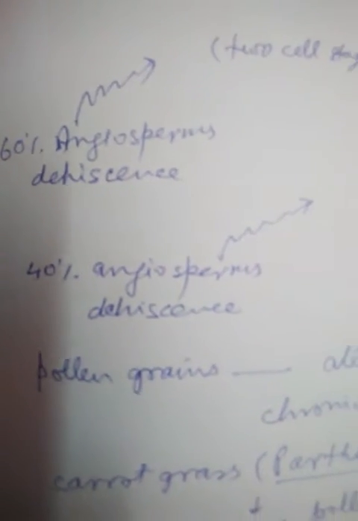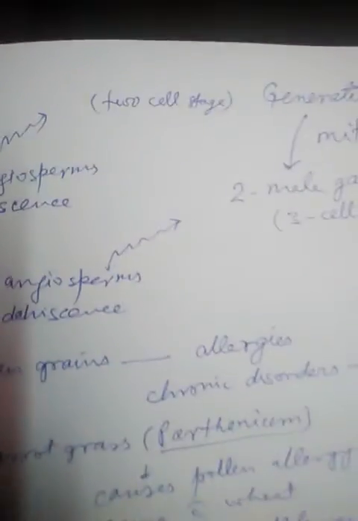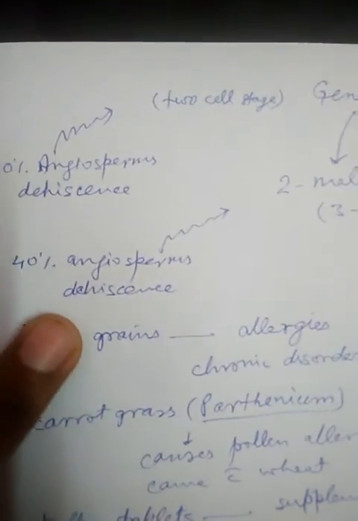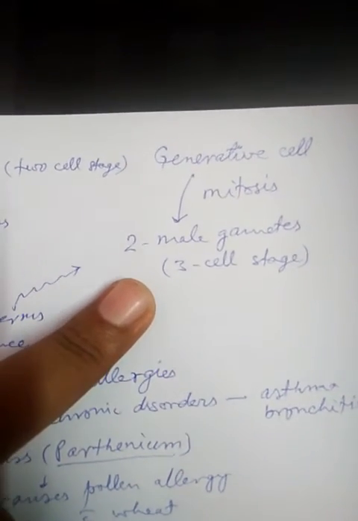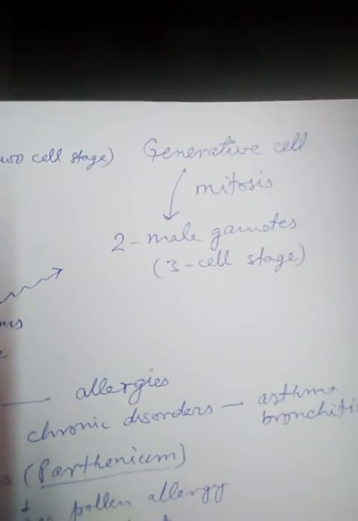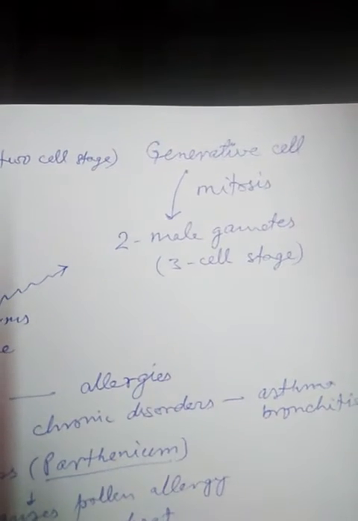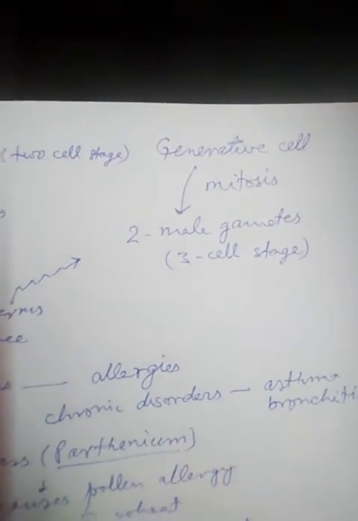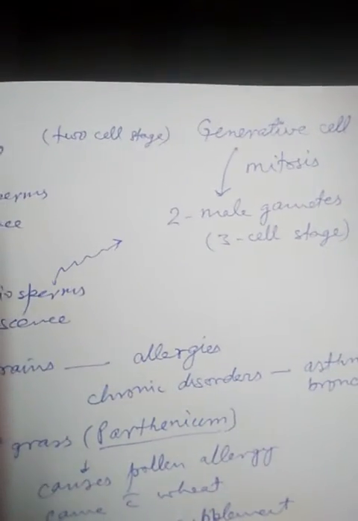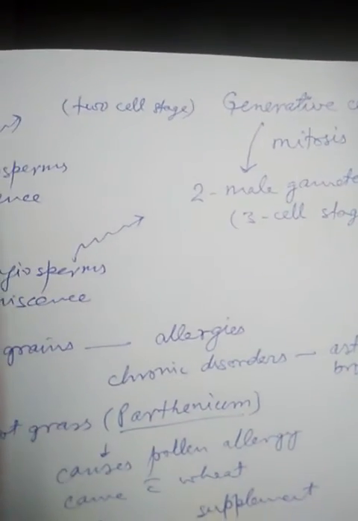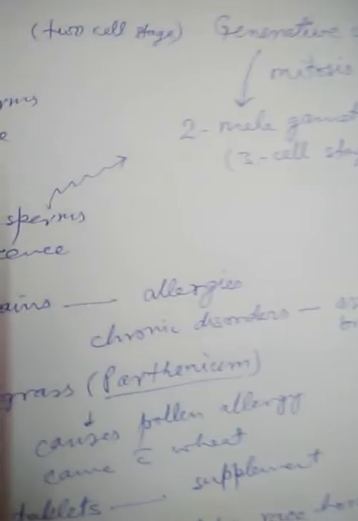However, in the remaining 40% of the angiosperms, the pollen grain is released or the dehiscence takes place only after these male gametes, two male gametes, have been formed. That means in 40% of the angiosperms, pollen grains are released at the three celled stage. Okay, so this is one important thing which you should remember.